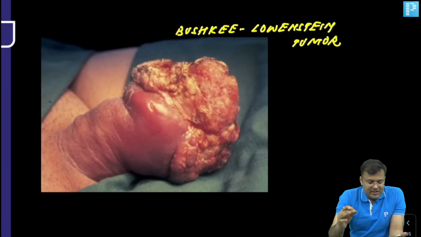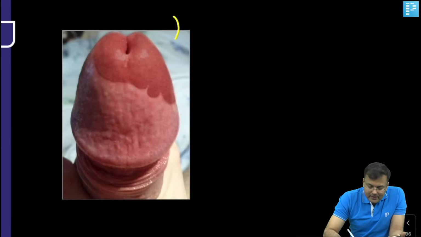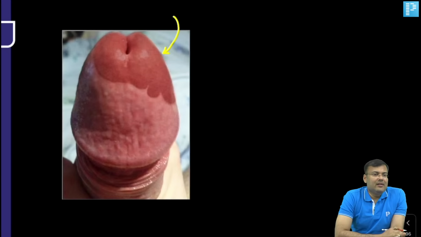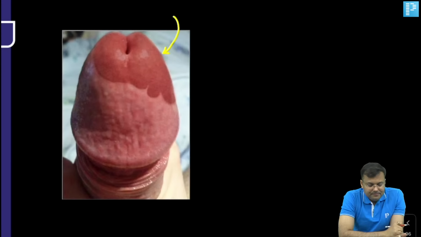Okay, Buschke-Lowenstein tumor. Next, see this one. Can you see? There is red velvety plaque involving glans penis. Actually, it's carcinoma in situ involving glans penis. Tell me the name. Waiting for your reply. Red velvety plaque involving glans penis. It's carcinoma in situ. What's the name?